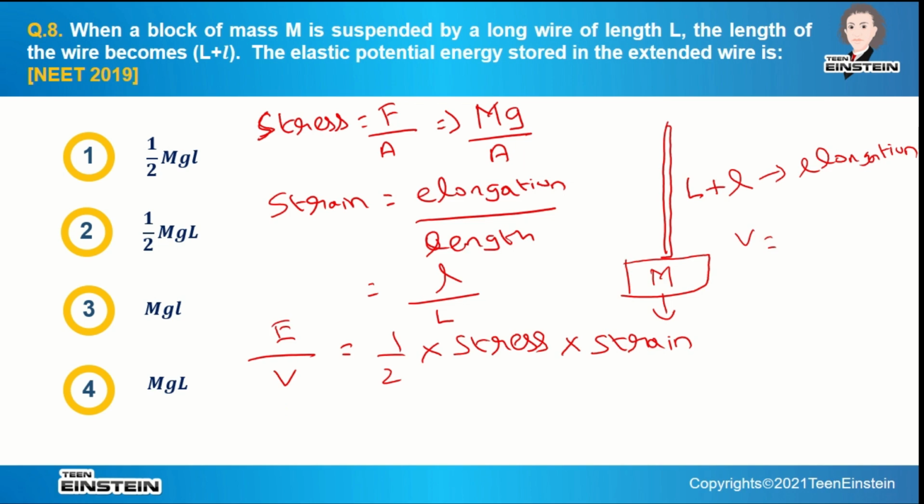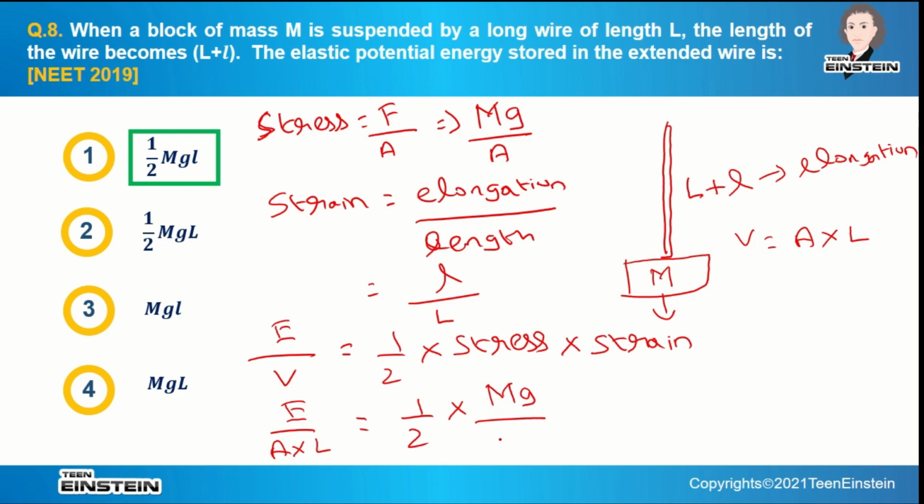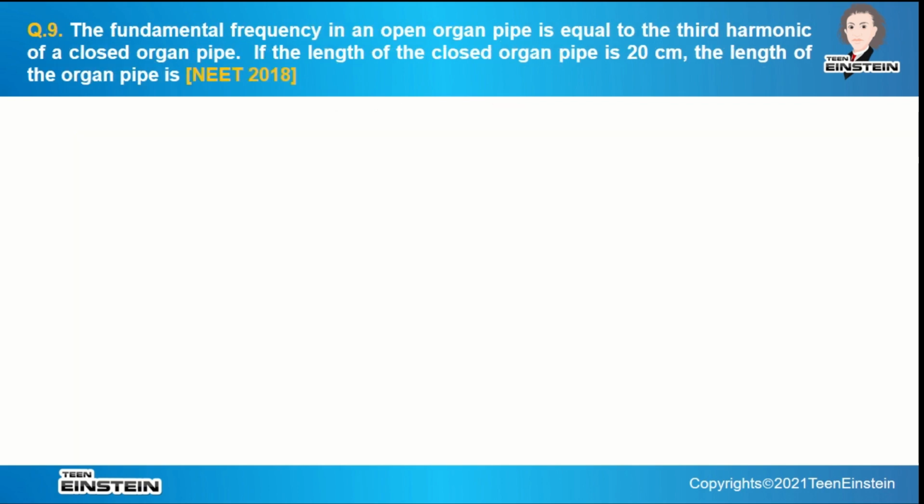Here the volume is given by the area of the wire into its length, so it will become A into L. So the energy per unit volume, E by V, is E by A into L, which is half into stress into strain. Stress is mg by A and strain is l by L. So A and L will get cancelled, and you'll be getting half mg l. So the correct option is option number 1, half mg l.